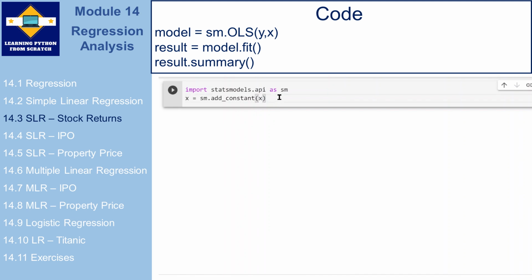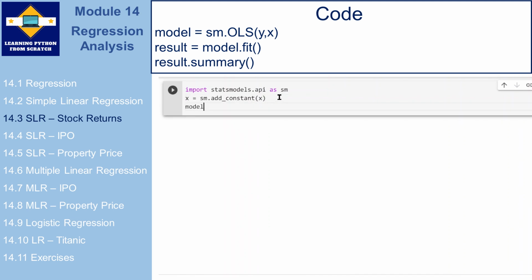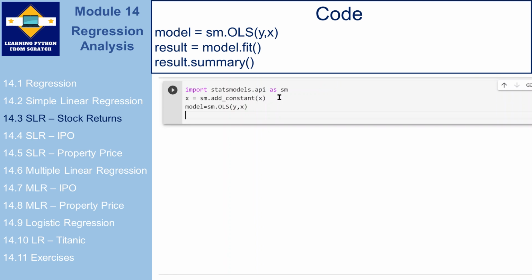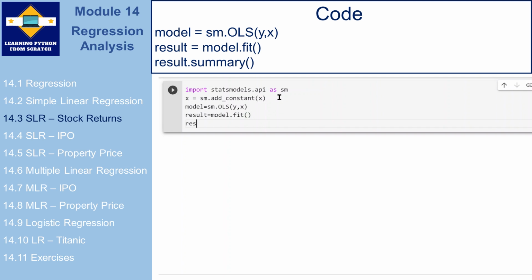Then we are going to conduct an ordinary least squares regression. Here we use the sm.OLS method to conduct an ordinary least squares regression of y on x. Then we use model.fit to optimize the model to find the best estimate for the coefficients in the regression model. And lastly, we use result.summary to show the result of the regression analysis.